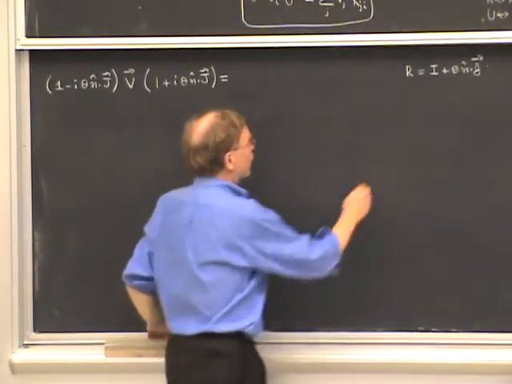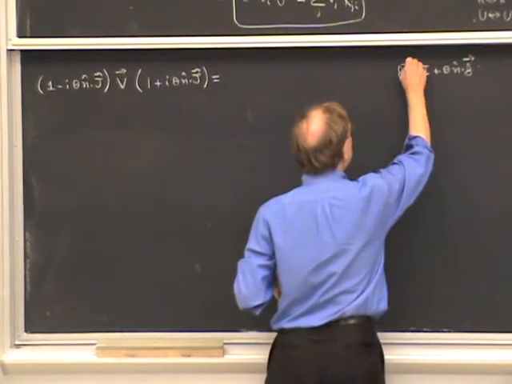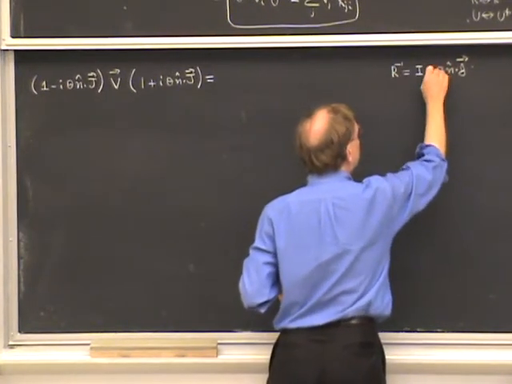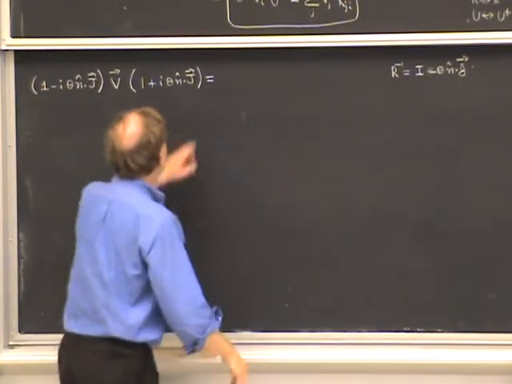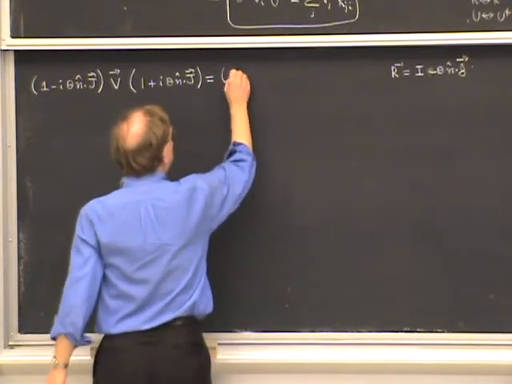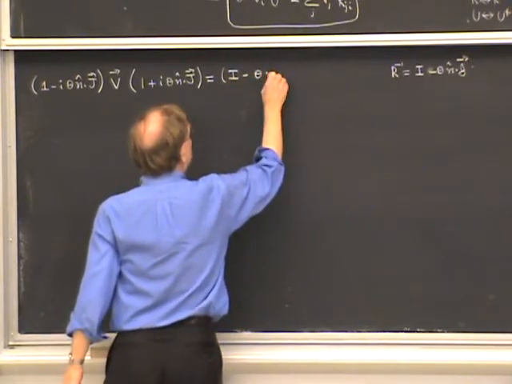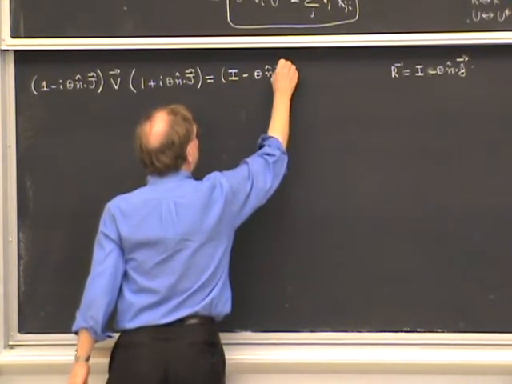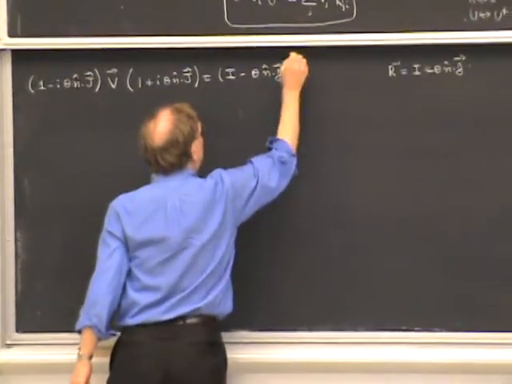And so that's what this is. And if I take the inverse of this, then all I have to do is change that plus into a minus. And so this has got to be equal to identity minus i theta times n hat dotted into J, multiplying our vector operator V, like this.